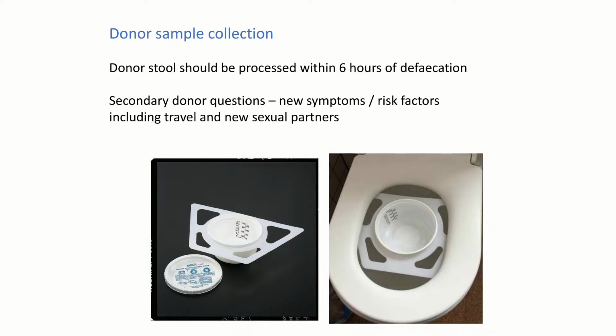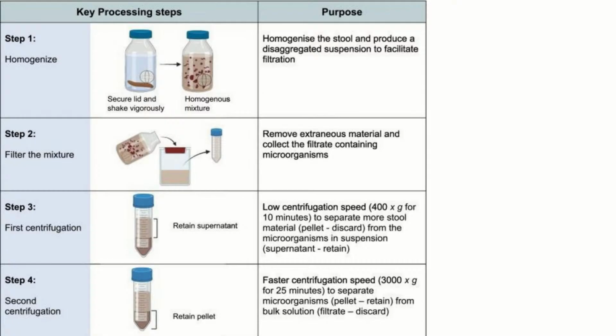At every donation, we ask them a whole range of secondary questions just to check whether they've got any new symptoms or risk factors, including travel and new sexual partners, since first responding to the initial questionnaire. If they do, then they will get deferred and reviewed. If they don't, then we accept the donation and we start processing it.